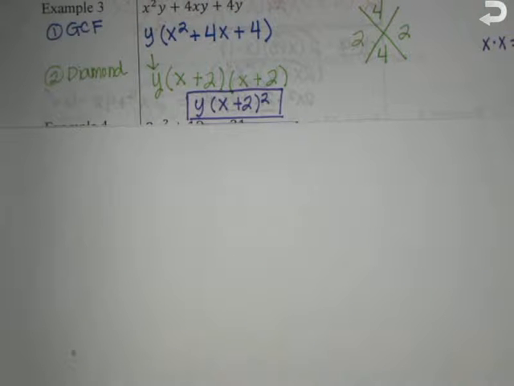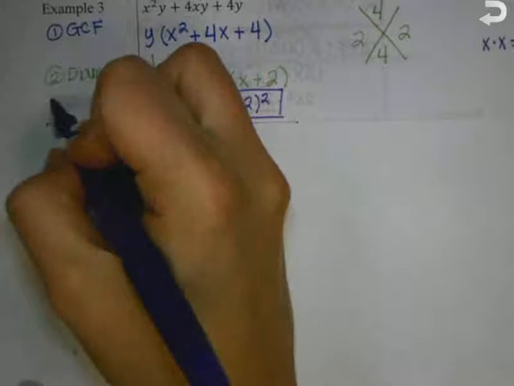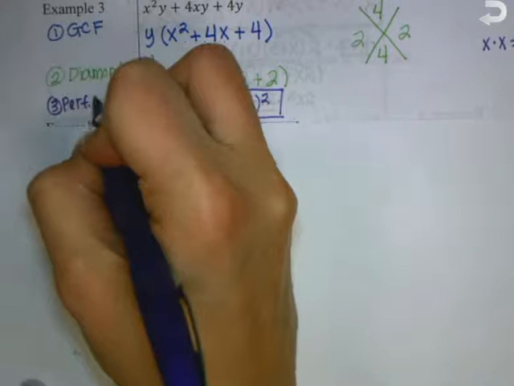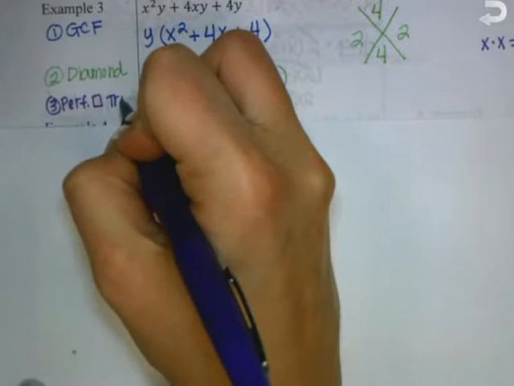Okay, so that's just a special case. So I'm going to write it just so that we know what it's called. I call them perf square tri. Okay, so it's just a special case. Alright, but you can still use diamond to factor them.